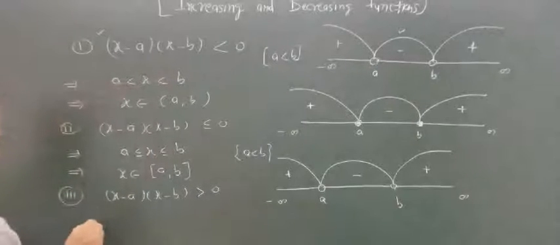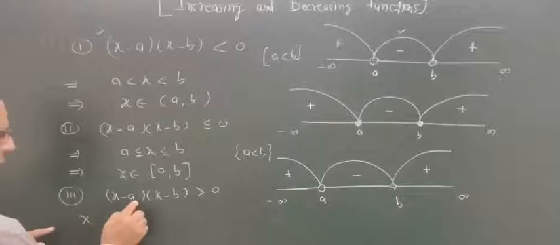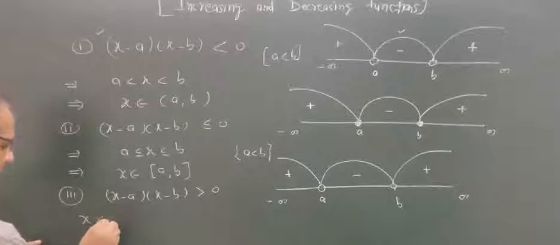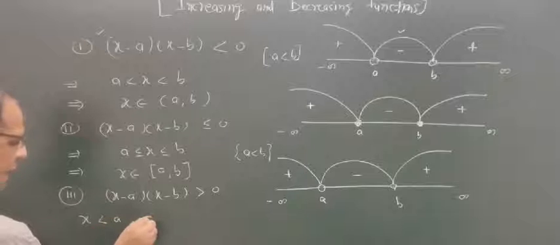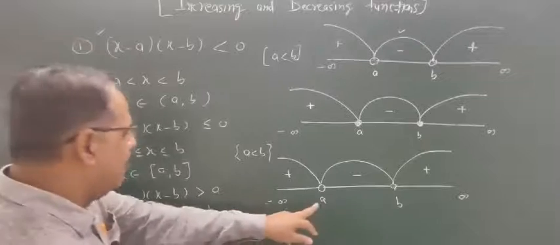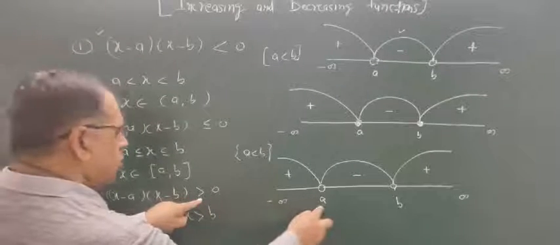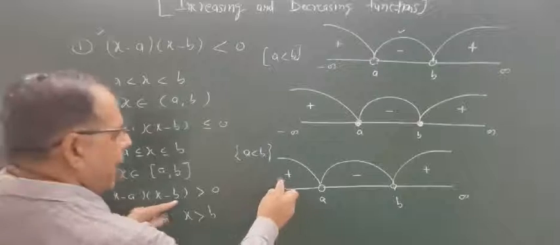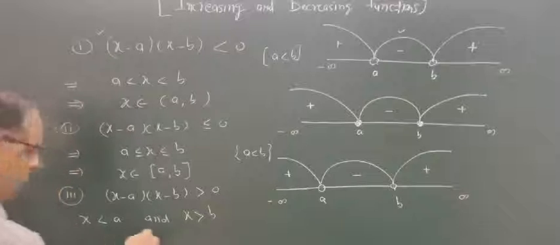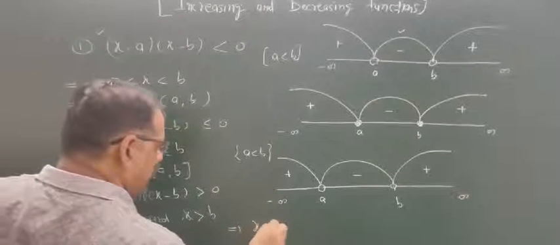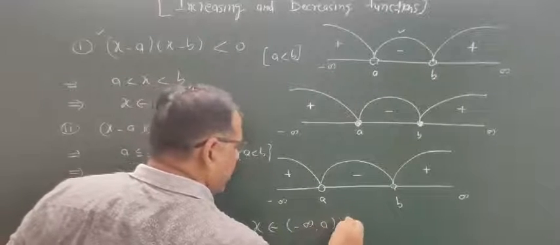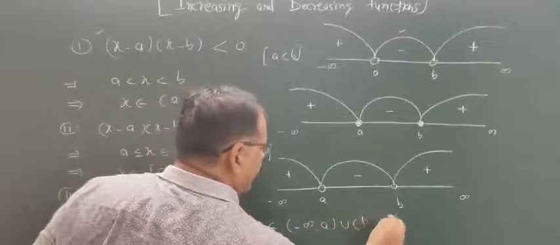So (x minus a)(x minus b) greater than 0. That means x less than a or x greater than b. Clearly, we want the positive value. So this condition is possible when x is less than a or x is greater than b, or this can be written as x belongs to the interval minus infinity to a, union b to infinity.